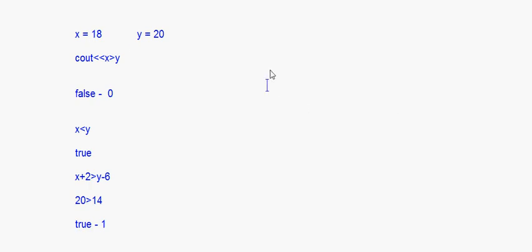And cout x equal to y. This is again false because 18 is not equal to 20, right? Like this we can do x plus 7 is equal to y plus 2, right? 18 plus 7 is 25, 20 plus 2 is 22, which is not equal, so again the result will be false, right? x not equal to y will give true because they are not equal, right? So this is how the relational operators work.